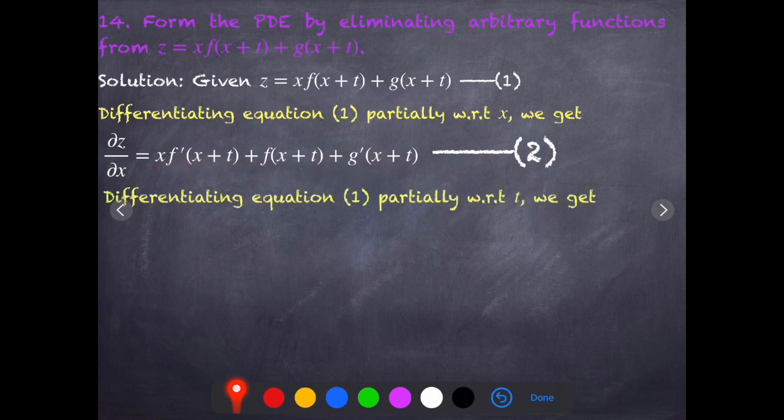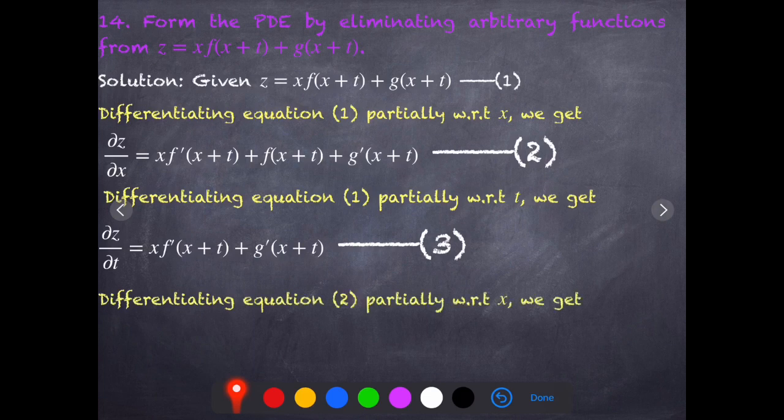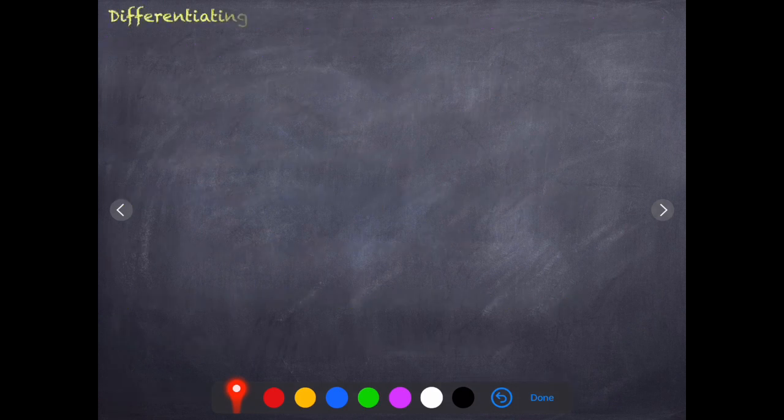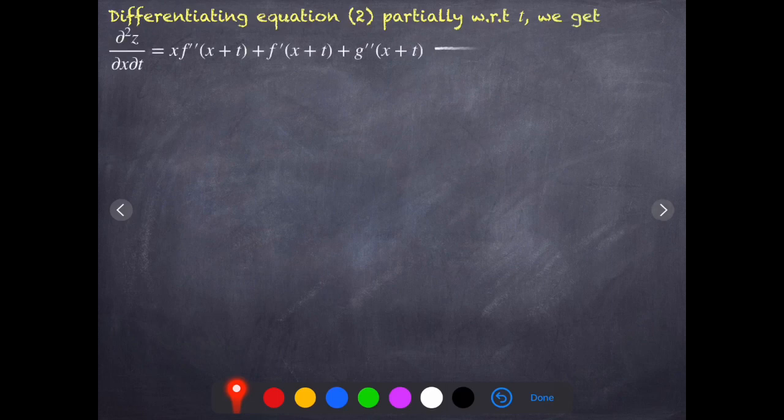Okay, differentiating 1 partially with respect to t, x is a constant, f becomes f', g becomes g'. Differentiating 2 partially with respect to x, we get, again applying the product rule for the first function, x into f'' plus the second term f' as it is, and differentiation of f becomes f', g becomes g'. Simplify this equation, we get x f'' + 2f' + g''. Okay, differentiate 2 partially with respect to t, we get a mixed partial derivative in the form x into f'' + f' and g''.